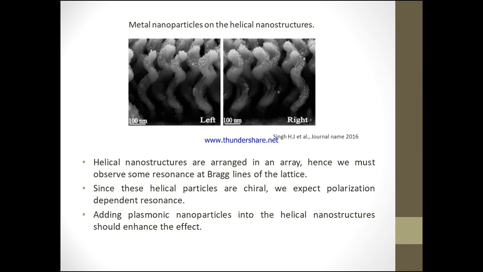This is how people have made these substrates. These are how they look in reality. And we expect that there must be some Bragg diffractive lines in these lattices, and adding plasmonic nanoparticles has to some extent indeed enhanced this effect.